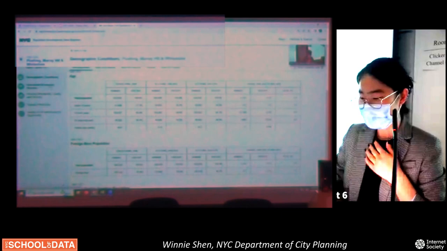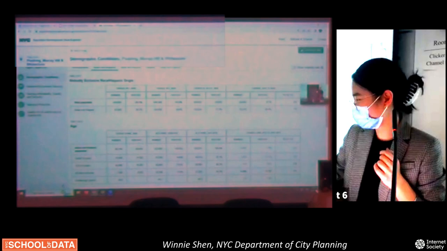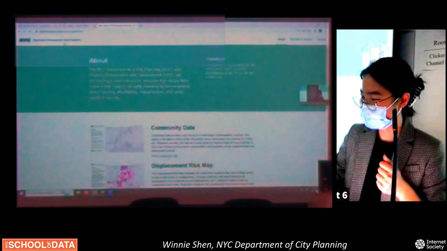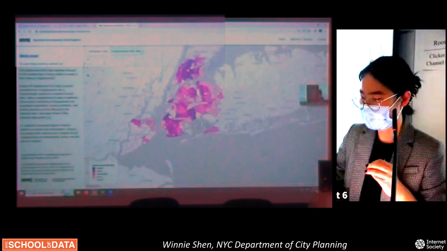Hopefully that is enough. And then of course, let me show you where we have a nice little download data button that you can use to download and see cool things, and methods and sources for all of our methodology. Oh, and the last thing I'll show, because I feel like this one is fun, is the displacement risk map, which looks like this. This is broken down by NTA, a little smaller geography than the community district data.